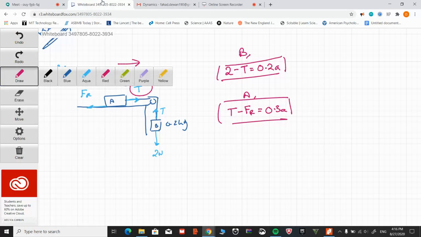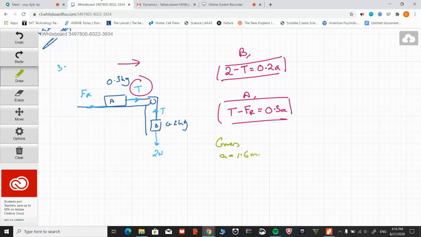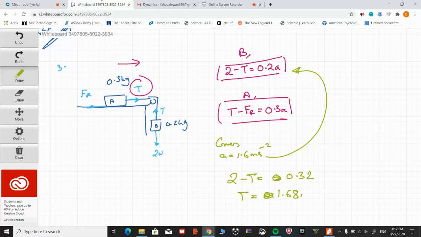We know that the acceleration is equals to 1.6 meters per second square, you plug it in here, and the value of tension should come out to be কত এটা 2 যদি হয় 3.2, 0.32, 1.68 newton, I think. দেখি, so 0.2 into 1.6 minus 2, ঠিক আছে. So that is the first part.